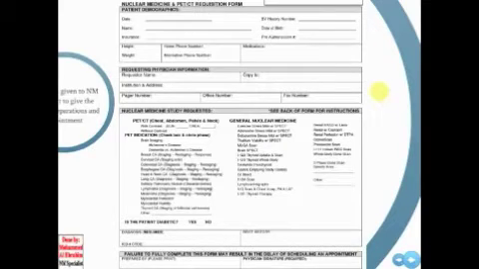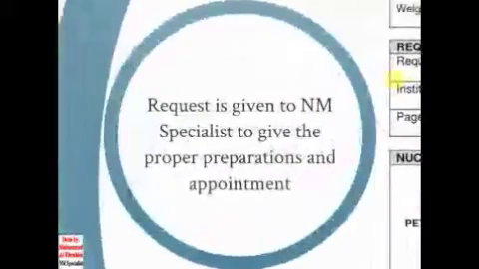So the medical secretary will assist the nuclear medicine specialist with the correct name and details inside our computerized systems. So they will enter the patient name and register them. The nuclear medicine specialist will give the proper preparation for the patient. So if the patient needs to stop any medication prior to the study, and give the proper appointments.